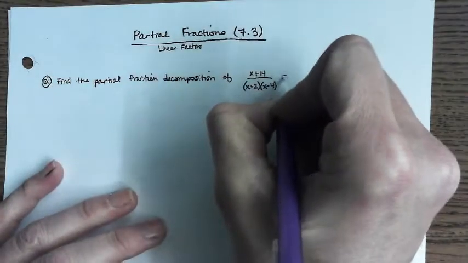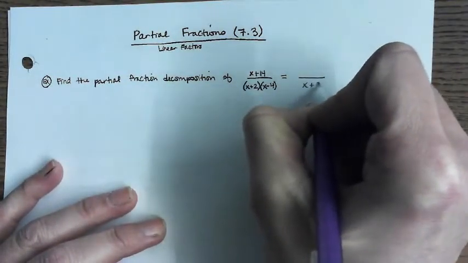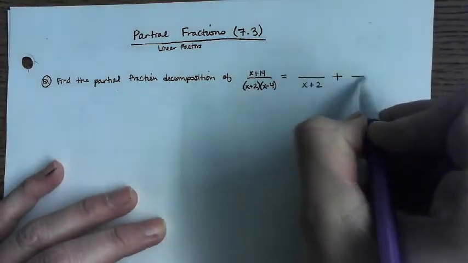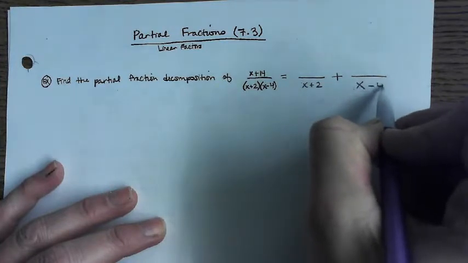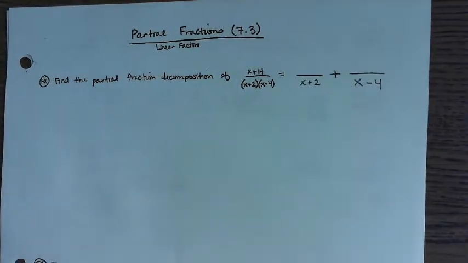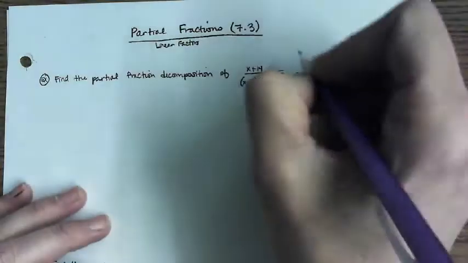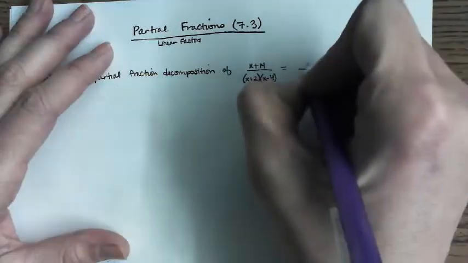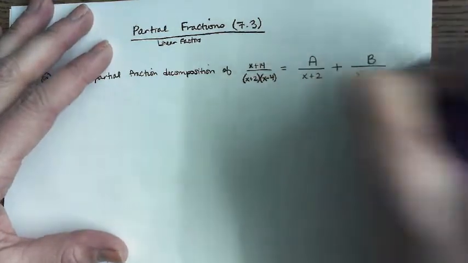You'd be thinking something had a denominator of x plus 2, and I was adding it together with something that had a denominator of x minus 4. So what would those numerators be? I'm not going to use x and y because x already exists in this problem. I'll use a capital A and a capital B.